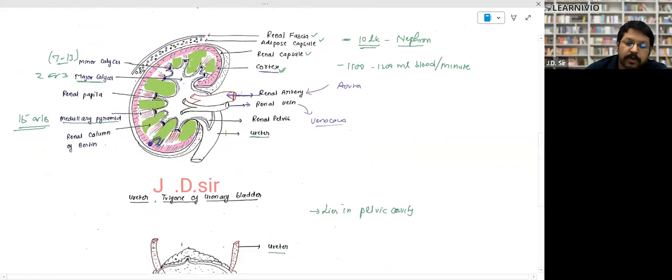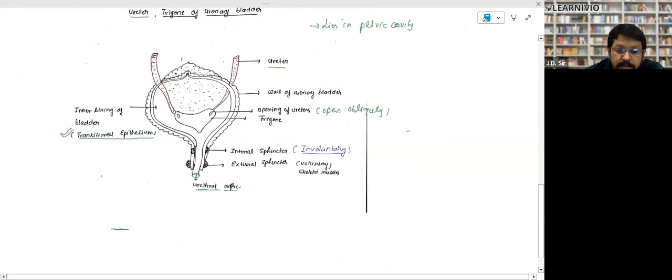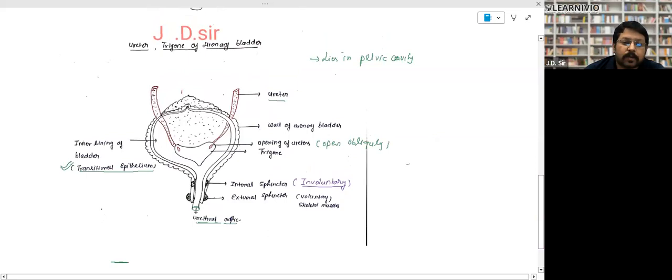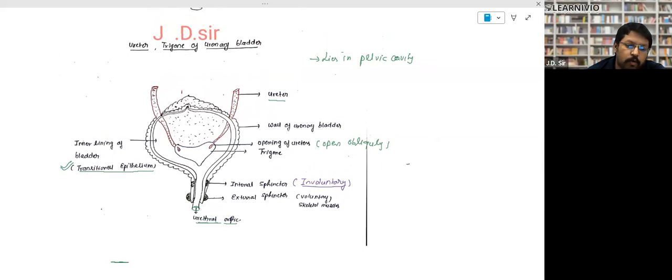Then there is the urinary bladder. Okay. So look, this is the urinary bladder. The ureter brings the urine, and it opens into a structure called the trigone, and this is the opening of the ureter. They open obliquely, from up to downward, so no additional wall is required. And this is the wall of the urinary bladder, and this is the inner lining of the urinary bladder. They are made up of transitional epithelium.